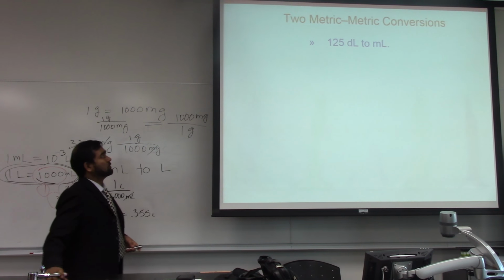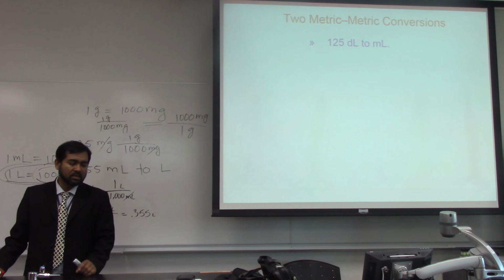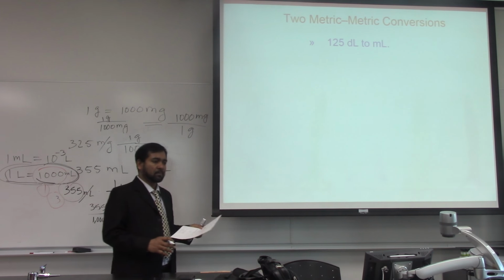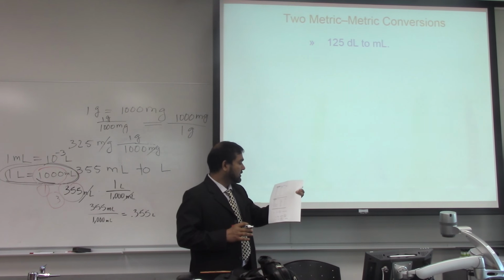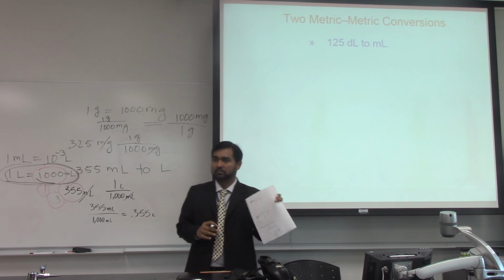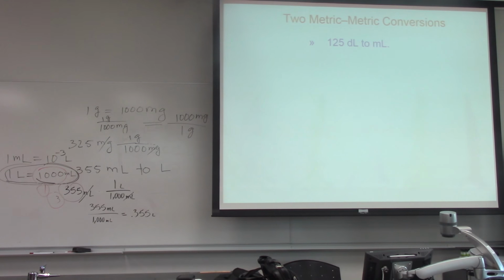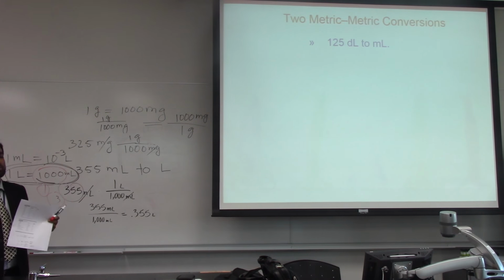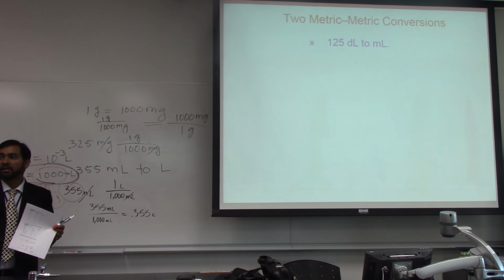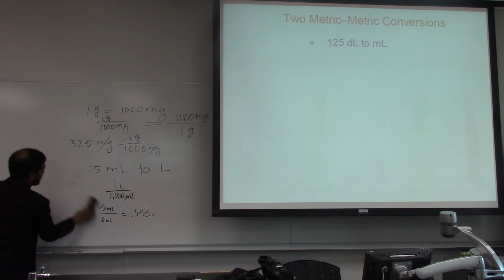How about this one? 125 deciliter to milliliter. Look at the table that you are provided. Is there any converting factor from deciliter to milliliter? Yes, it is? No? So, okay, figure it out. How can you convert from deciliter, DL, to mL? Because DL, you can come from DL to L, right? Okay, take some time, figure it out.